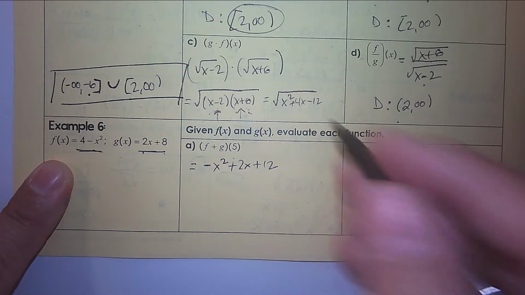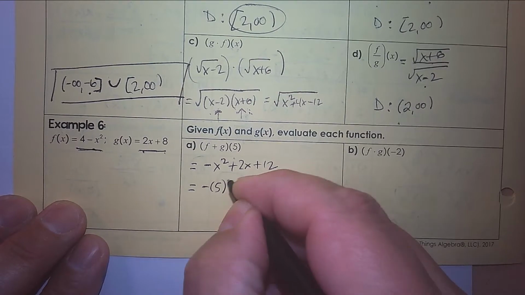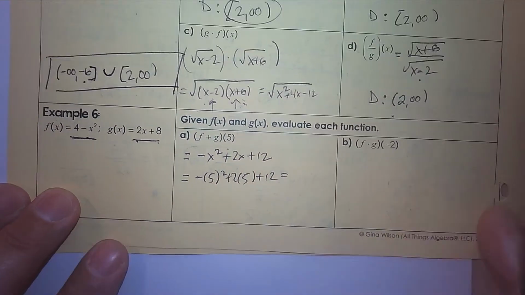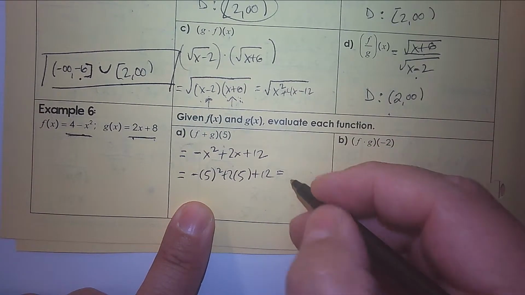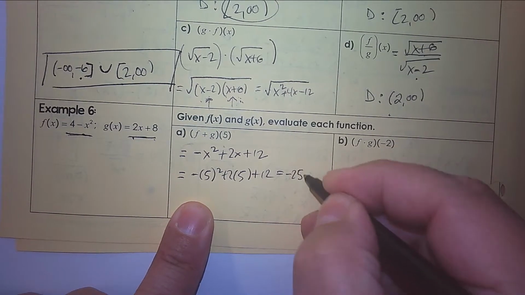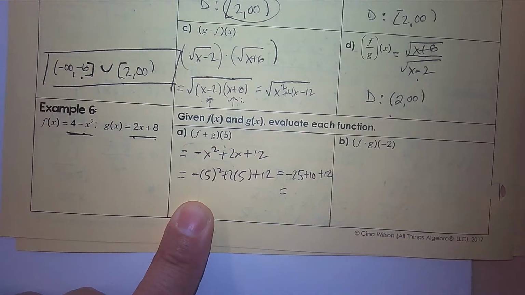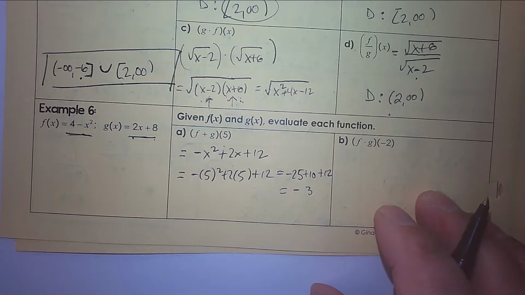And then, when you plug in, what number would you plug in? 5. And then you get negative 25 plus 10 plus 12. So altogether, that answer would be negative 3. Can I show you a second way you could do the same one?